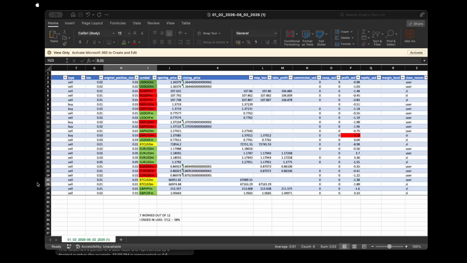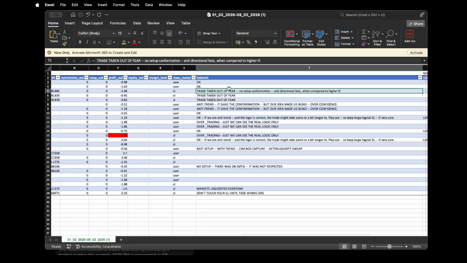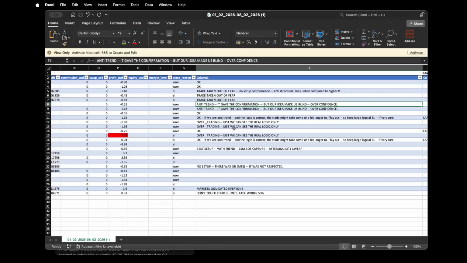So the week was good. I now came to know the week was good. The learnings are: trade was taken out of fear, no setup confirmation. Setup confirmation was not there. Anti-trend, it gave the confirmation, but our idea made us blind, and overconfidence, over-excitement on your setup.